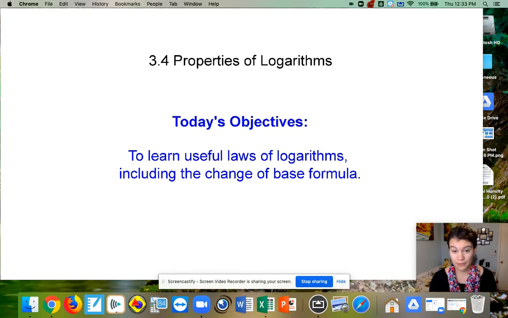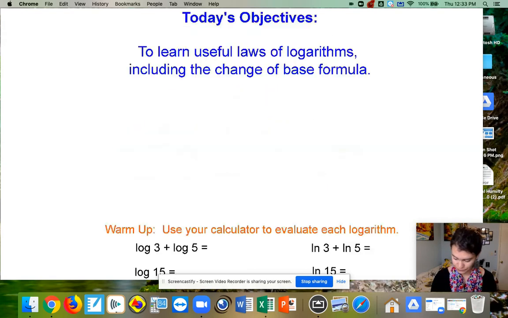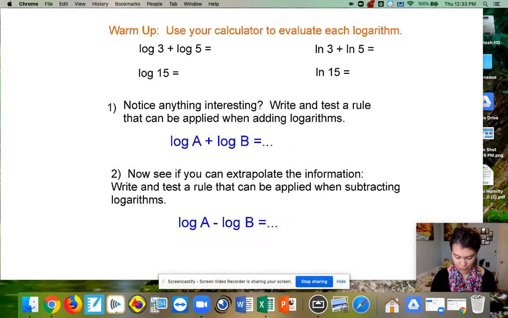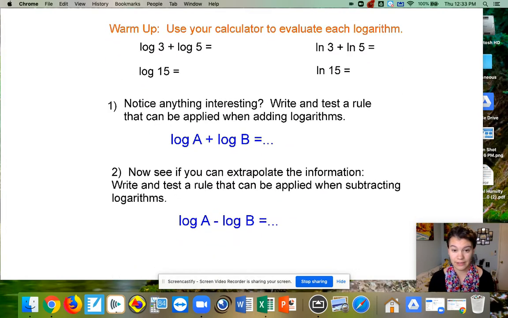All right, so today we're talking about the properties of logarithms. So how can we use them to simplify logs, and then how can we use a change of base formula? So as a warm-up, pull out your calculator and type these all in and get some sort of answer.